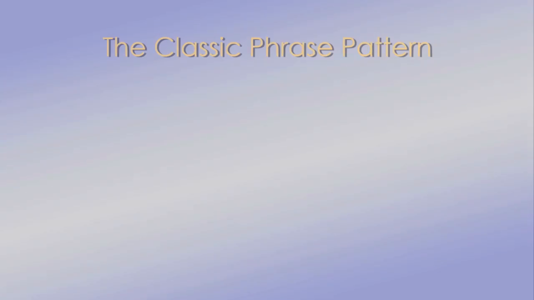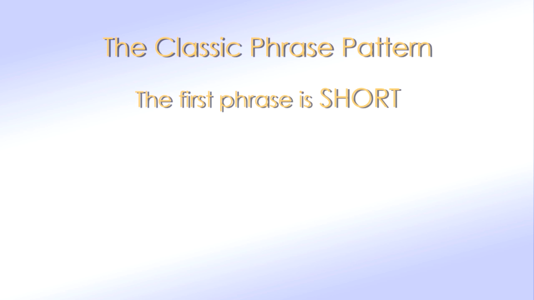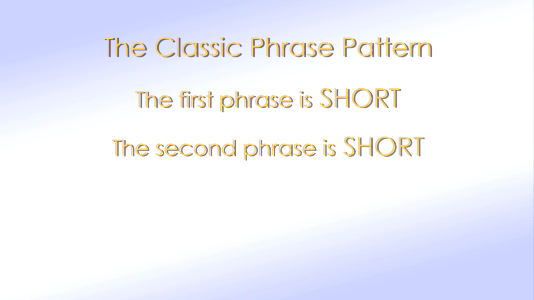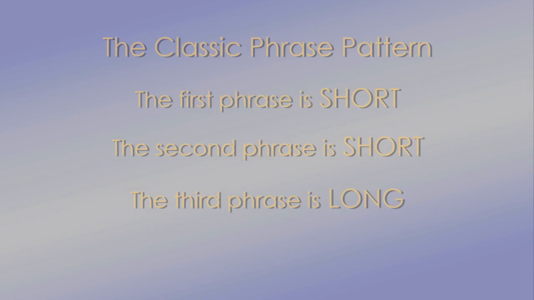But of course, this pattern is not limited to the classical era. Here is the classic pattern. The first phrase is short, the second phrase is short, and the third phrase is long. As we will see, the classic pattern is one of the most basic, powerful building blocks of structure for composers in many different style periods and in many types of composition.